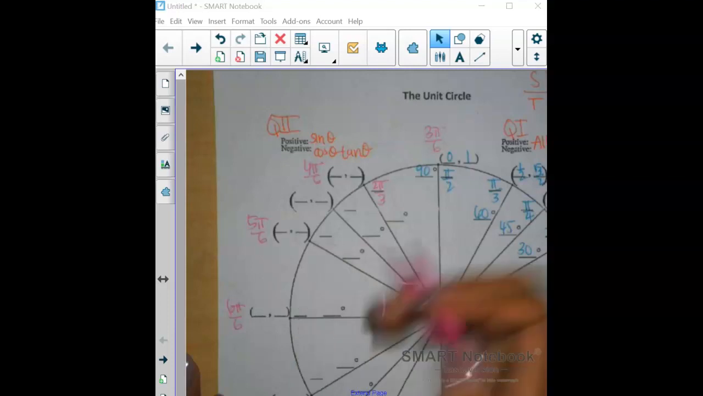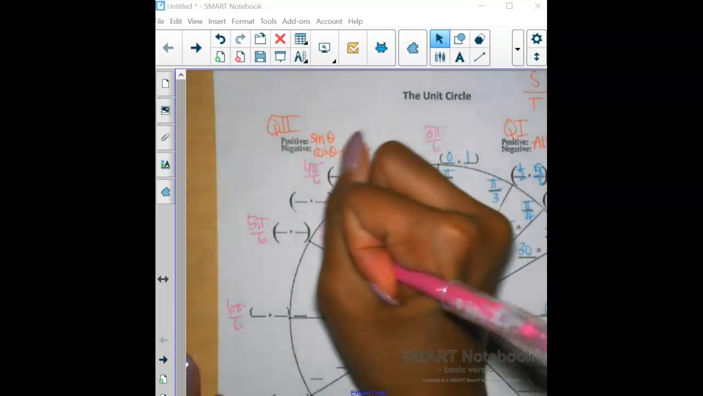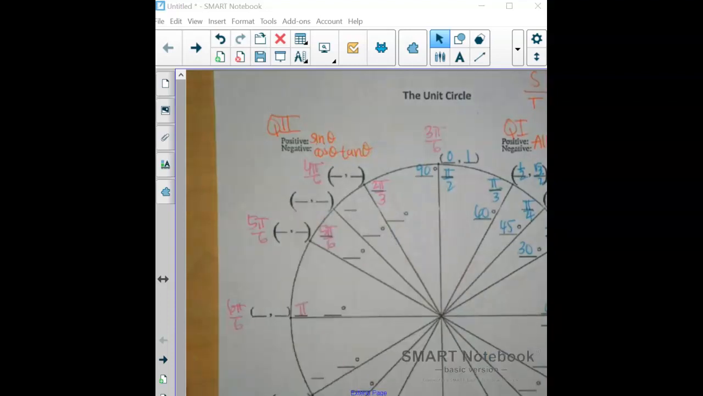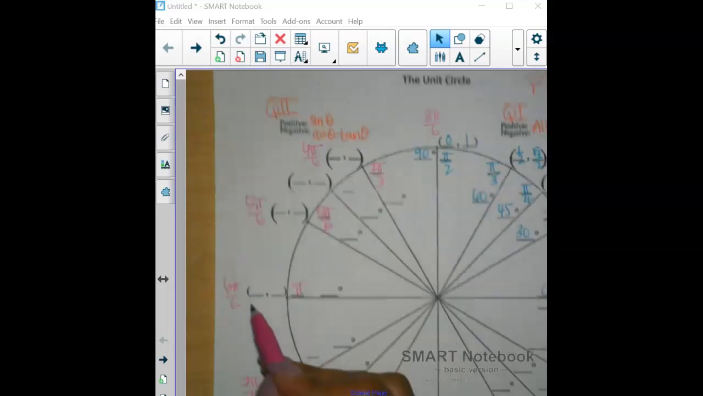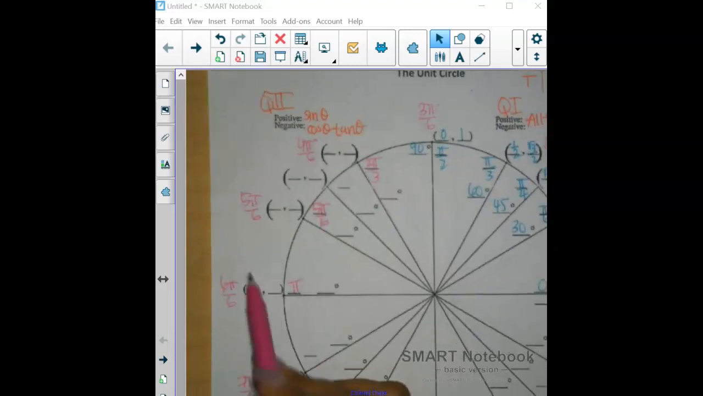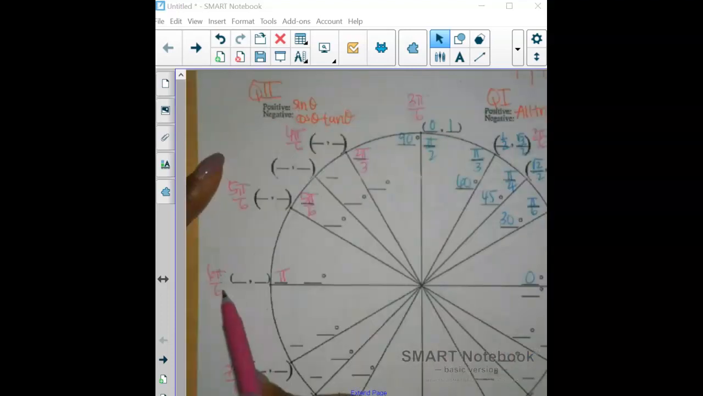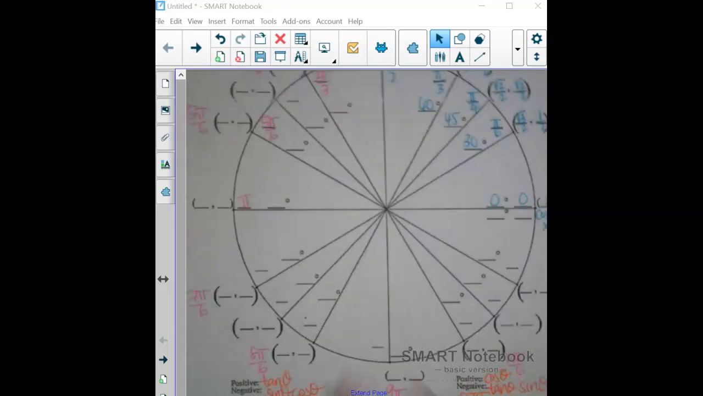5 pi over 6 doesn't reduce, so I could just rewrite it as 5 pi over 6. And then, of course, 6 pi over 6 is the same thing as pi. Remember, I told you guys this a while ago. Make sure whenever you're writing out your unit circle, whatever your denominator is, make sure you immediately go from 0 all the way over to pi, which in this case is 6 pi over 6. We're going to keep labeling.